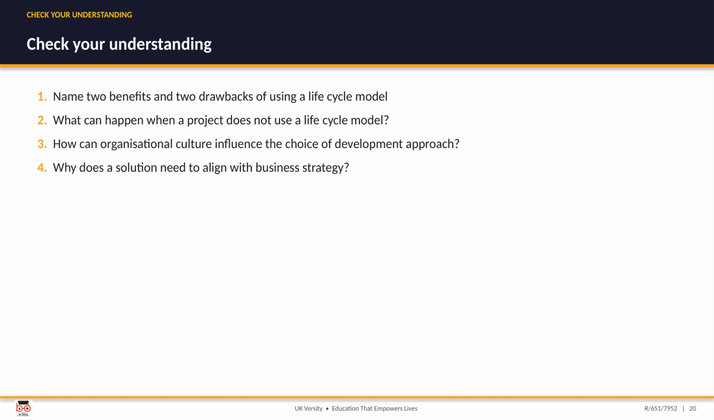Let's pause and check what has landed so far. Can you name 2 benefits and 2 drawbacks of using a life cycle model? Have a think about what can happen to a project that uses no model at all. Then ask yourself how an organization's culture might steer the choice of development approach and why a solution really needs to align with the business strategy. Have a go at those before we move on.